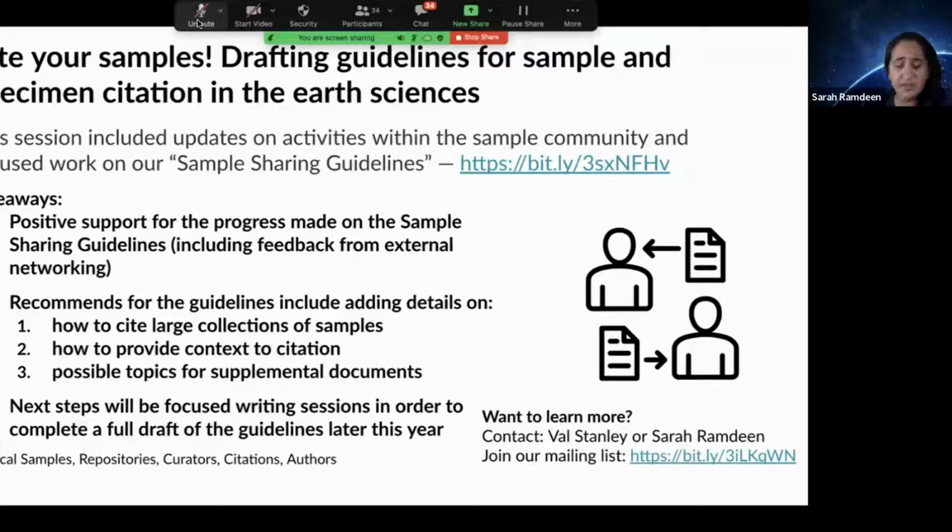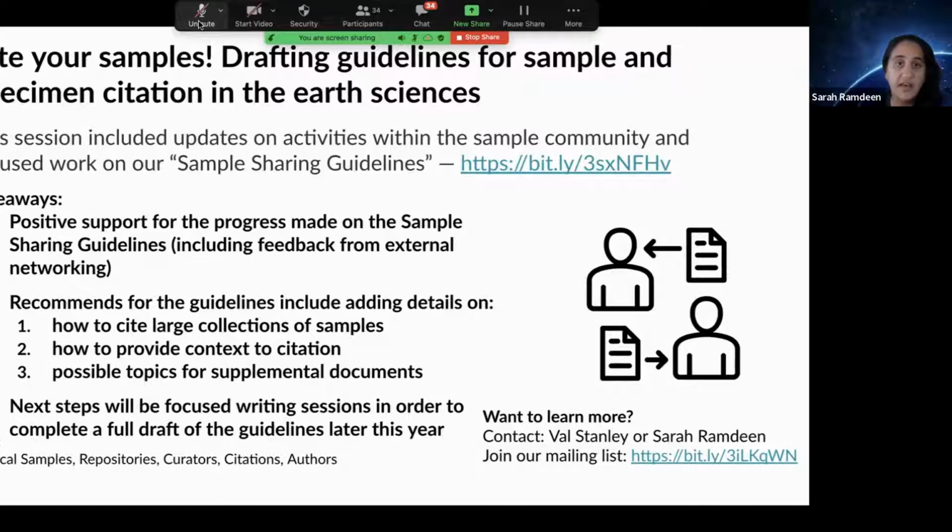Part of that includes advice on how to provide citations, how to reference your samples, what metadata or information you should include in your citations, where you can deposit samples and sample metadata, and other related topics that would be useful for authors when publishing about samples, and also for reviewers when reviewing journal publications.